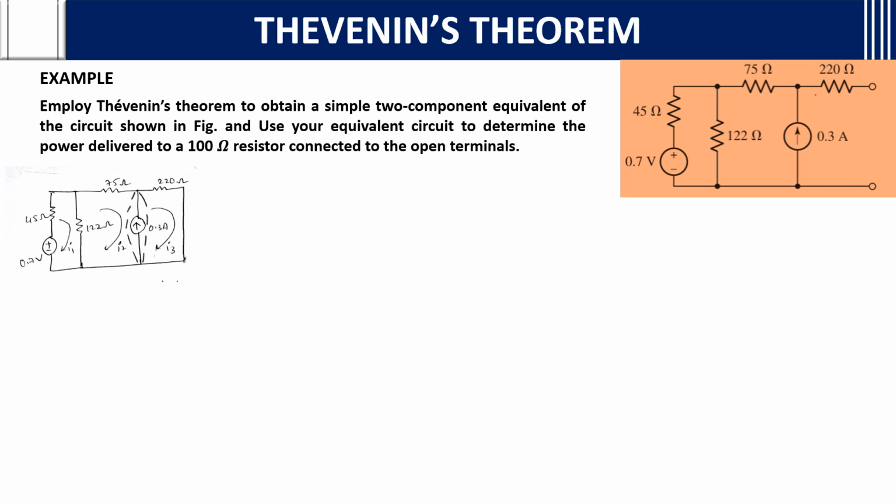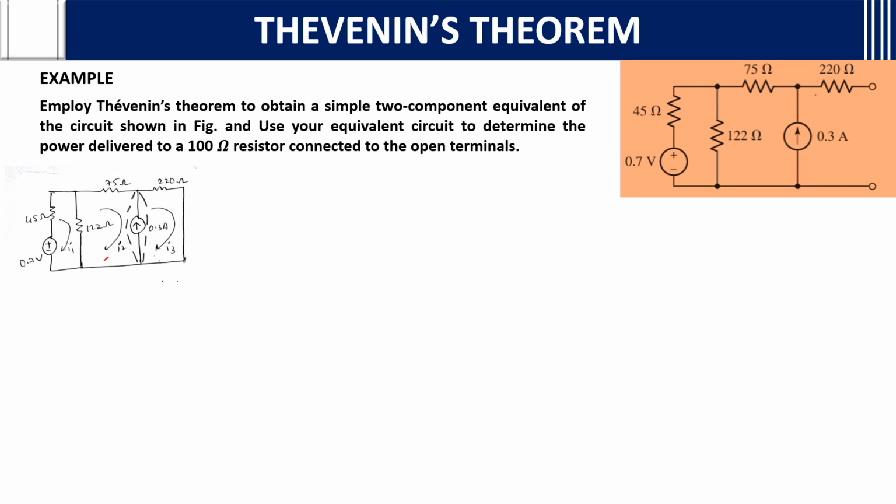See, 45 ohms, 0.7 volts, everything is the same. And if you see here, directly calculating the voltage across the terminals is not possible. Why? Because there is a current source present at those terminals, so we can't directly find it. So what you will do, first we will short circuit the final terminals.